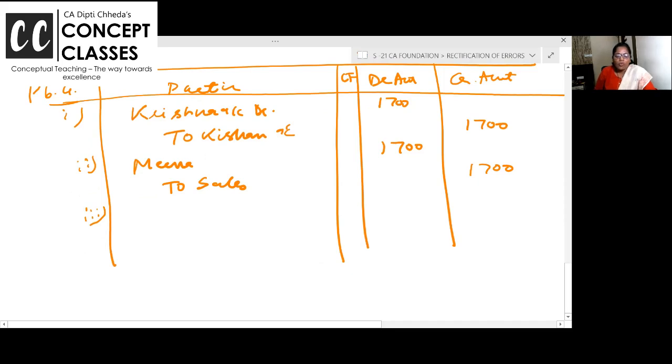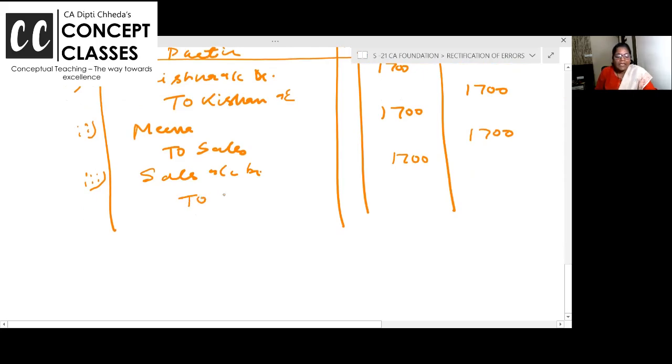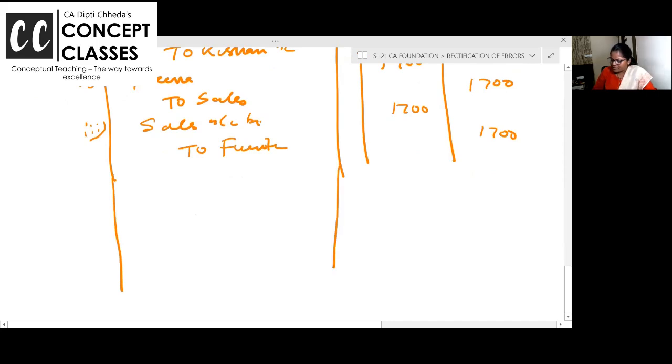Credit sales of old furniture was credited to sales account. Party's account was correct. But instead of crediting furniture, you have credited sales. So sales account debit. Why do you want to debit? To nullify the effect. And you have sold what? Furniture, credit. Sales account debit, furniture credit.